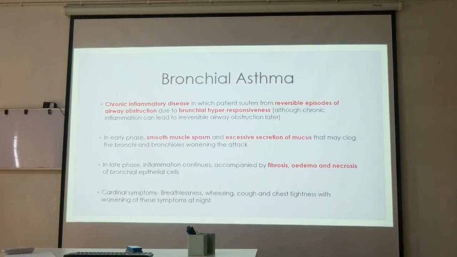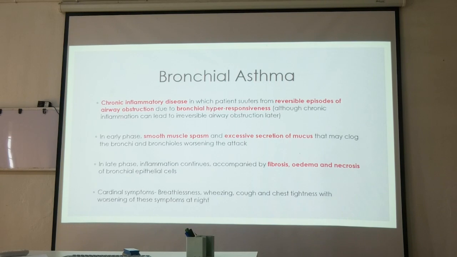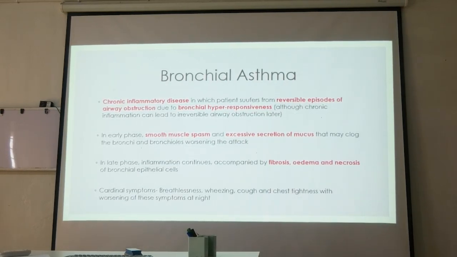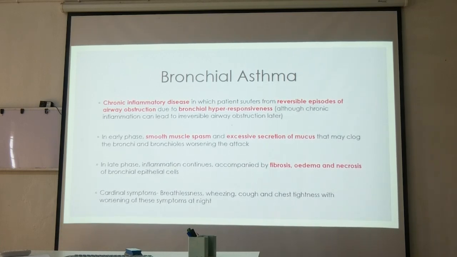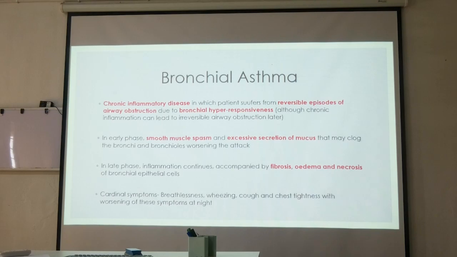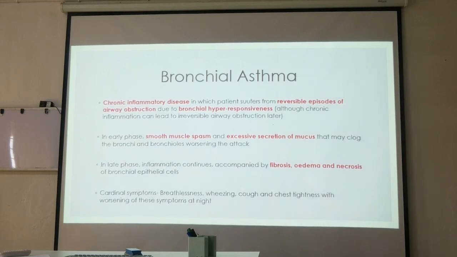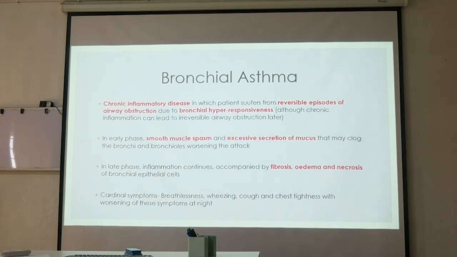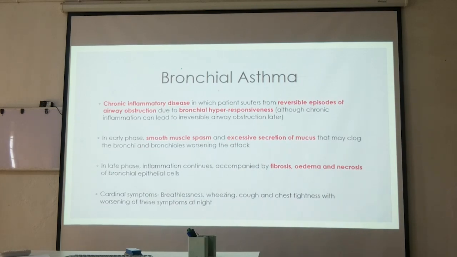Bronchial asthma and COPD are both chronic inflammatory conditions of the bronchial mucosa, characterized by bronchoconstriction. The difference between bronchial asthma and COPD is that in bronchial asthma there are reversible episodes of bronchoconstriction, while COPD is an irreversible condition where the airway obstruction is not reversible.